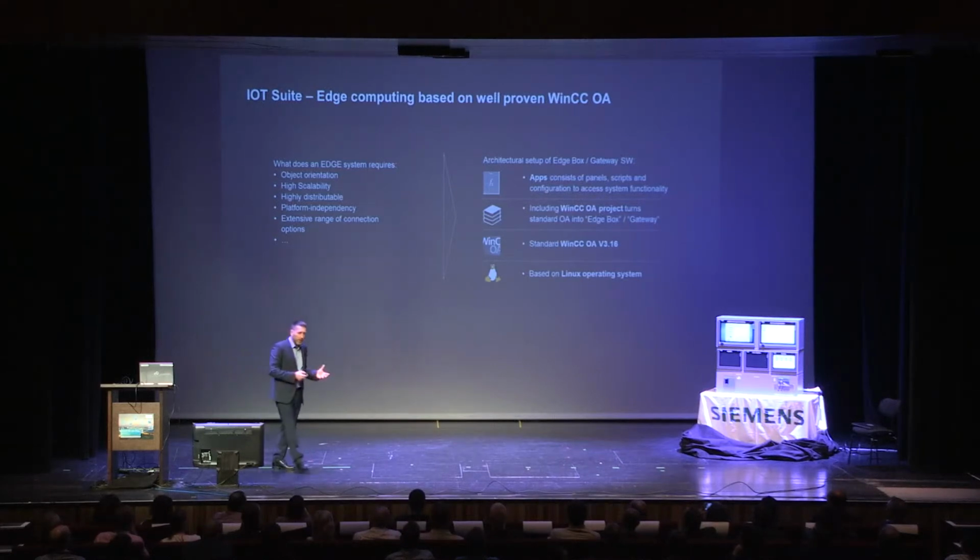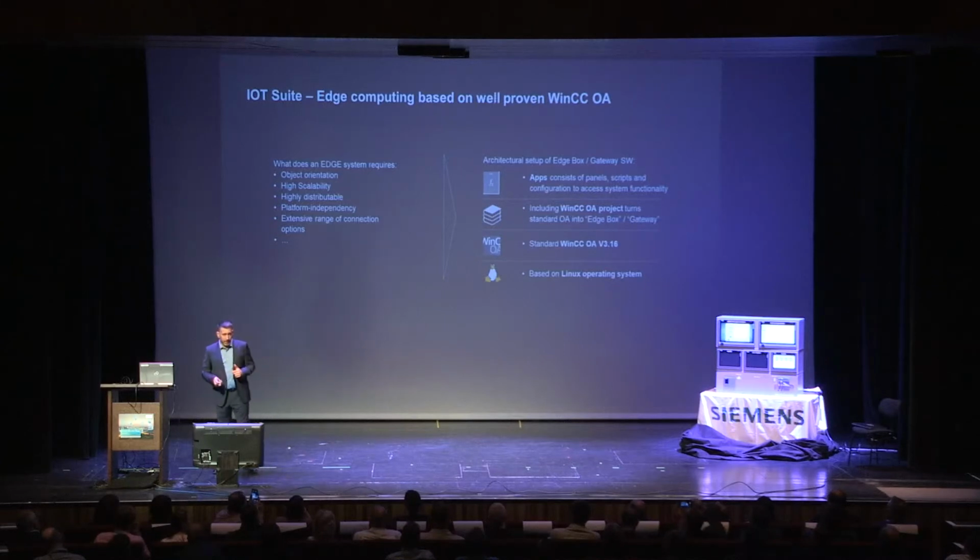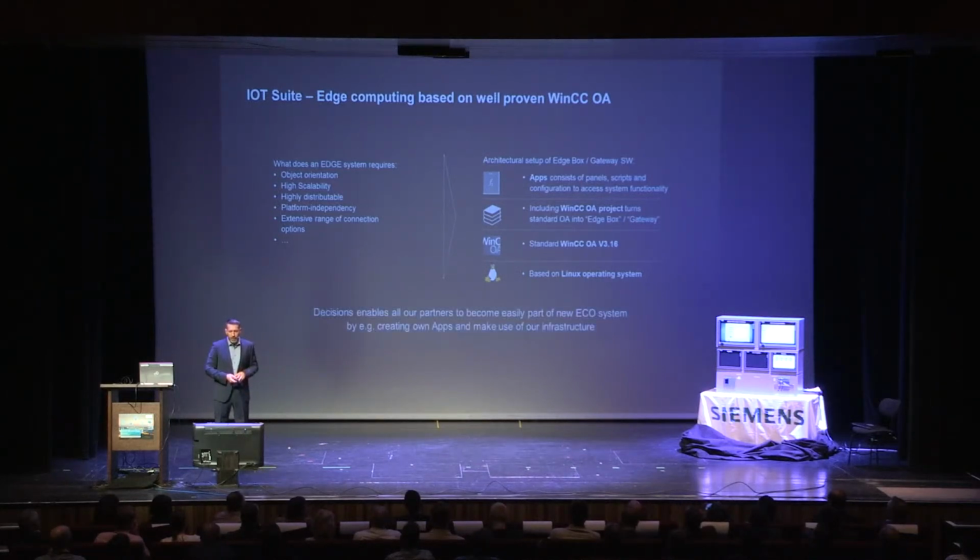We just took a Linux operating system, we based our latest WinCC OA on top of it, and then the challenge started. In order to make it purely configurable and easy to use, we need to put a project on top of it which turns a standard OA into edge box software. Functionality is going to be deployed by apps on top of the projects, and we start to deliver with the first version already some basic apps I'm talking about later.